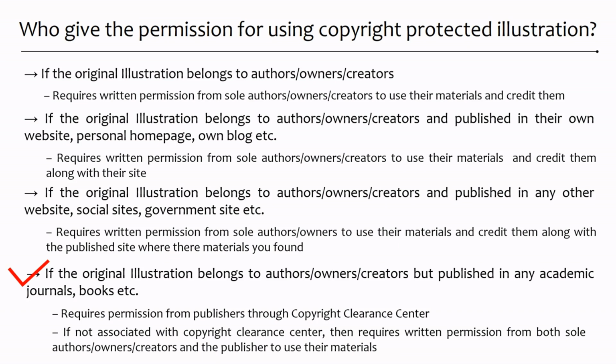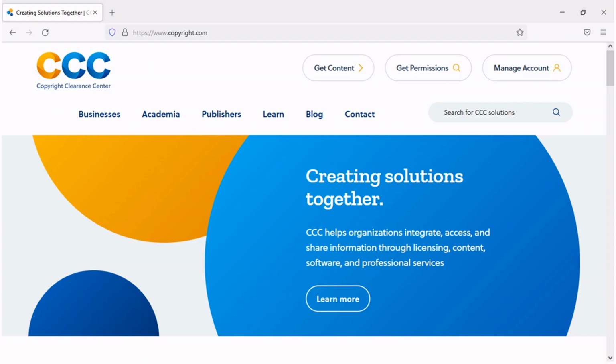Let's see how you can get permission from Copyright Clearance Center. This is the official website of Copyright Clearance Center. You have to create an account before requesting any type of permission. I suggest you create an individual account so that you can track all of your records in one place. Now the question is, how to get permission for reusing the illustrations? There are two ways you could avail permission from Copyright Clearance Center.